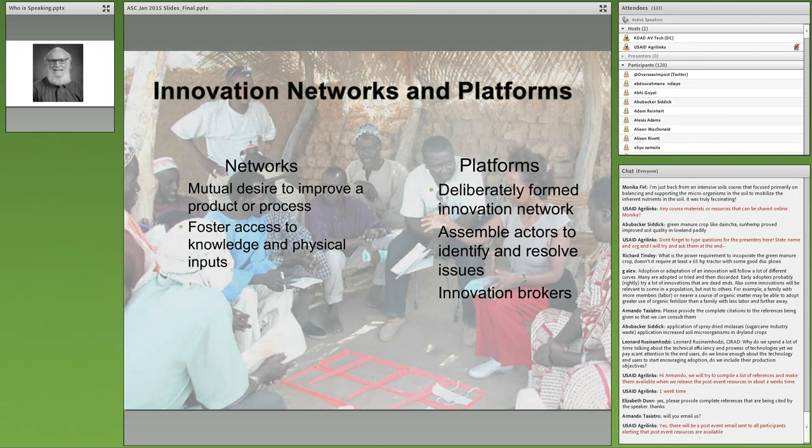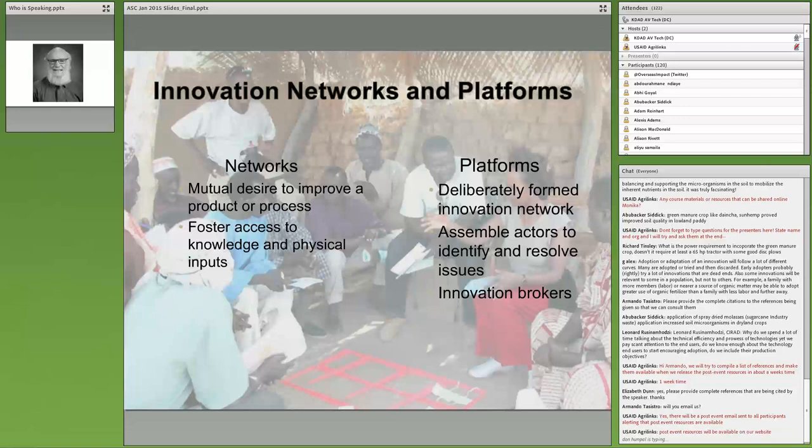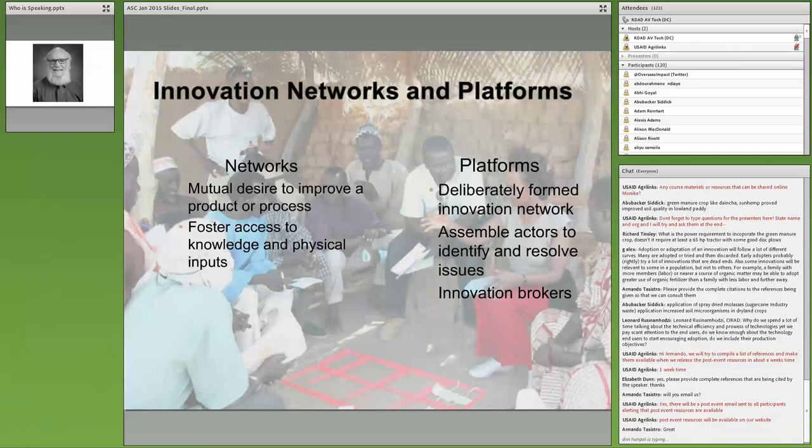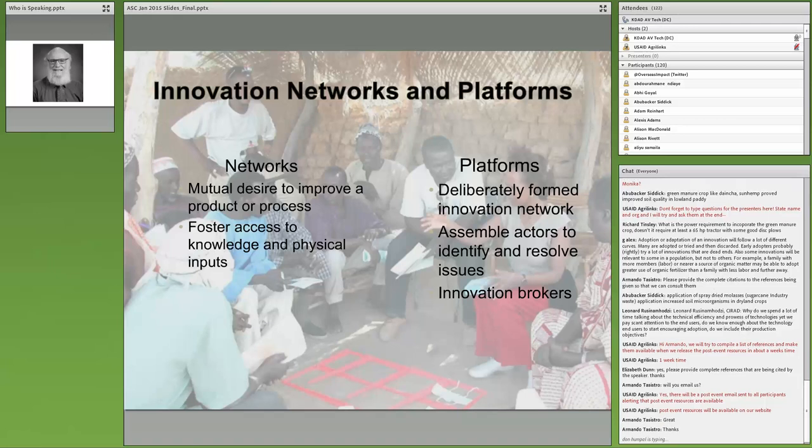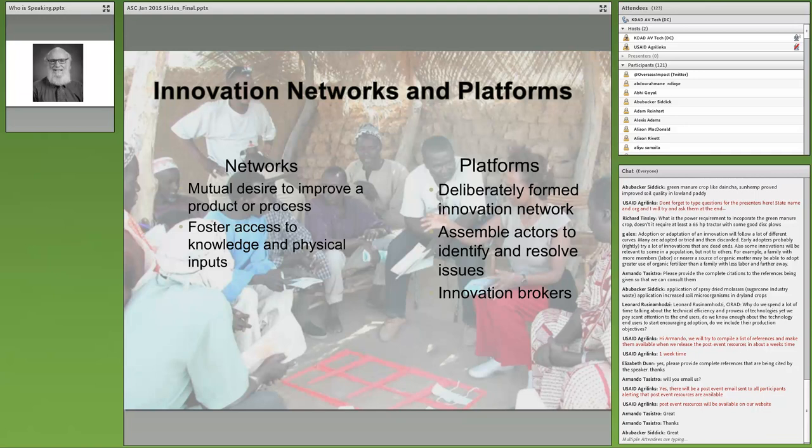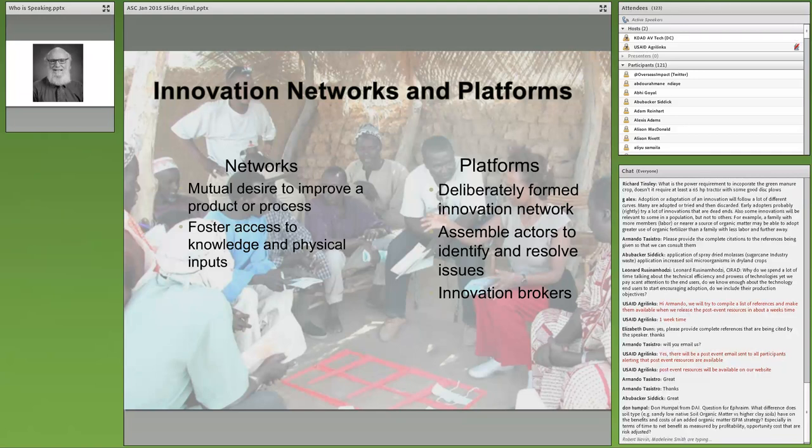Innovation networks and platforms foster social learning and a collaborative, farmer-driven innovation process. They are the forum for negotiation between local and scientific knowledge, which allows innovation to become a result of the negotiation. Innovation networks emerge when different actors realize a mutual desire to improve a project or process. They are composed of farmers, farm organizations, extension, input suppliers, researchers, agencies, policymakers, and many others. Strong networks foster access to knowledge and physical inputs, increasing farmers' access to options. Strengthening network ties improves the flow of information between local actors.